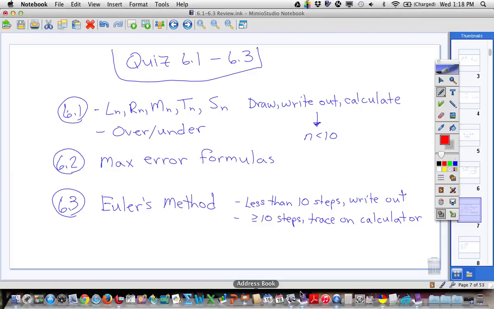Be able to draw rectangles, trapezoids, midpoint rectangles. Be able to write them out if you have less than 10, right? If I ask for a T4, pretty much guaranteed that's going to happen. You know, an L5, S8. Use those other formulas we had for Simpson, right? I don't know if they're really shortcuts. S8, or a trapezoid, you can average the left and the right. You could do those if you want. So be able to calculate those out.